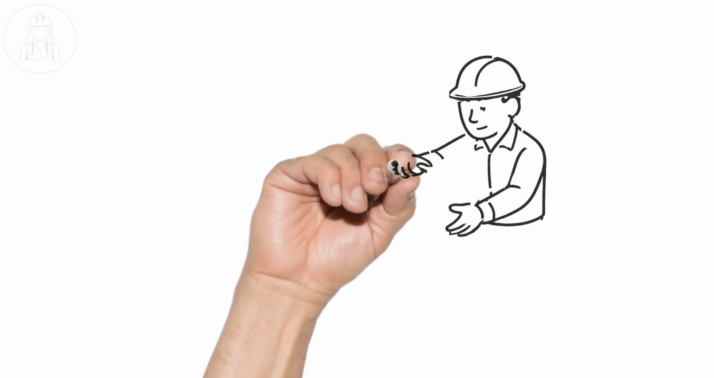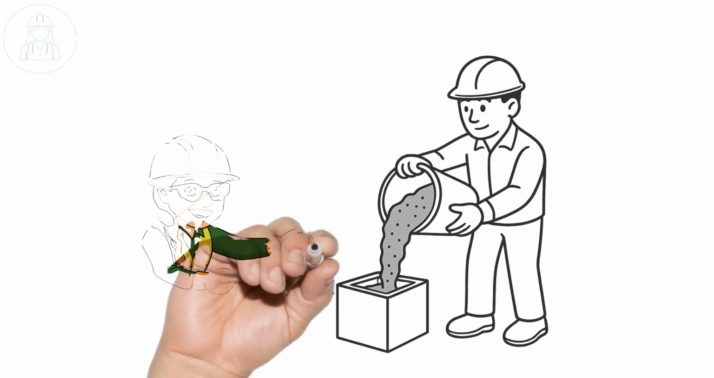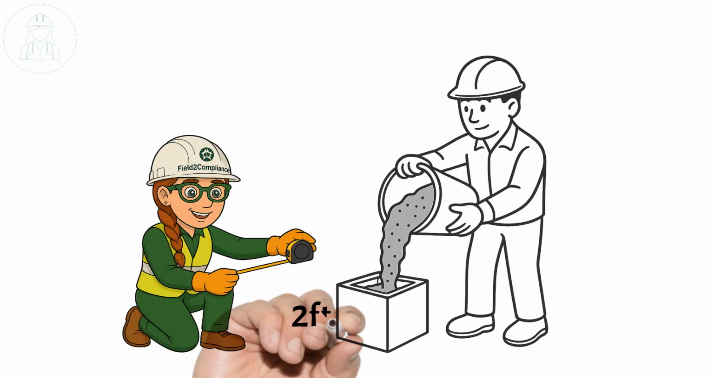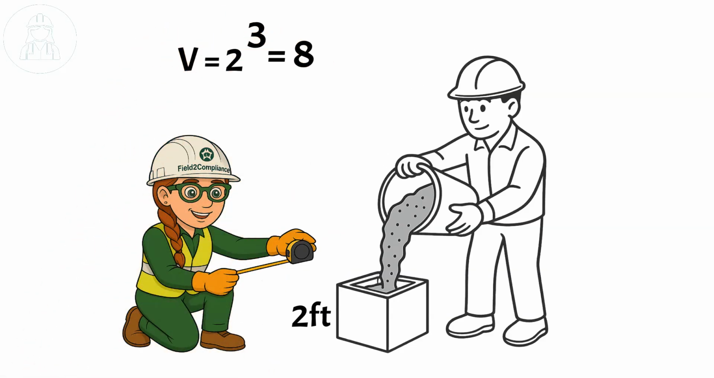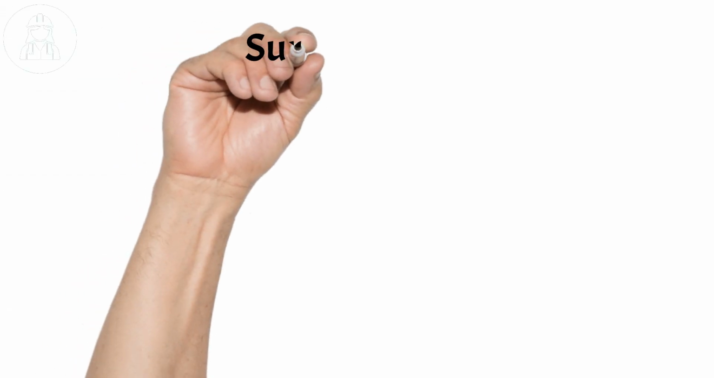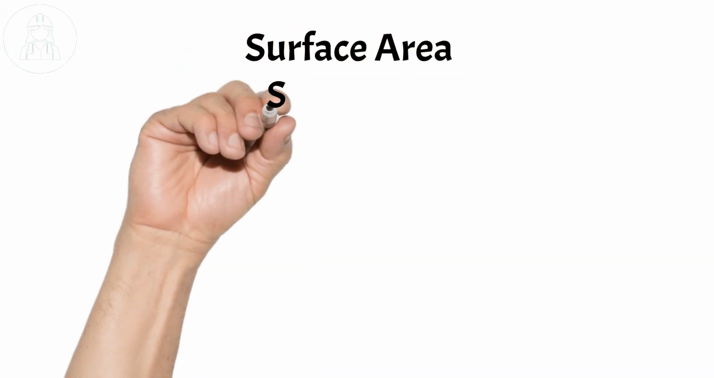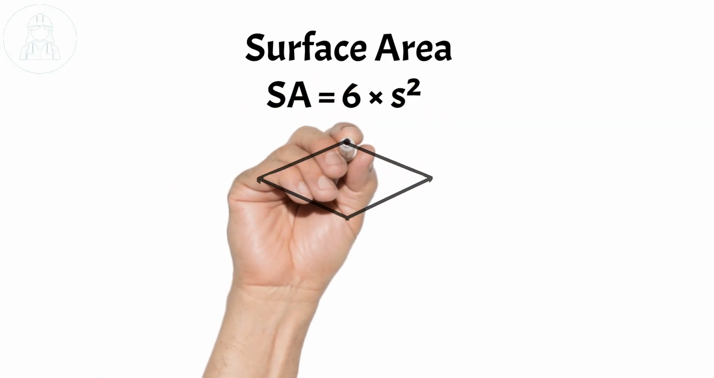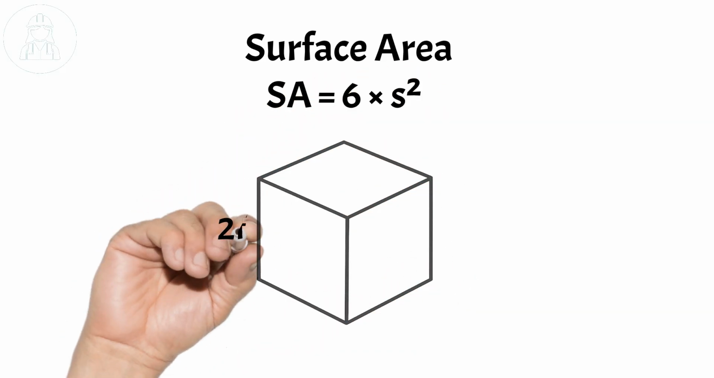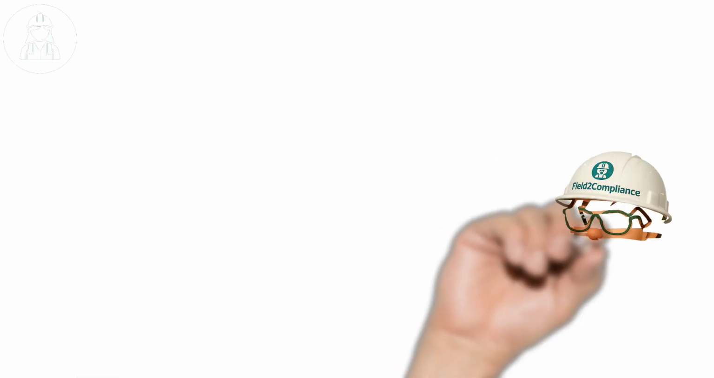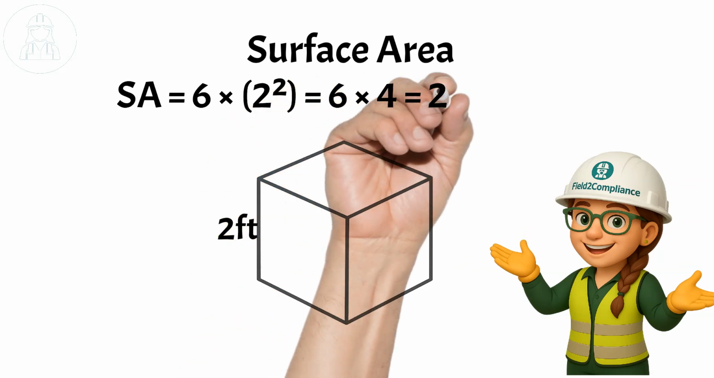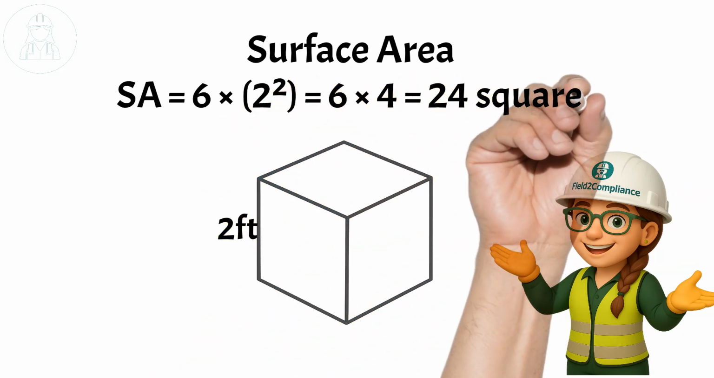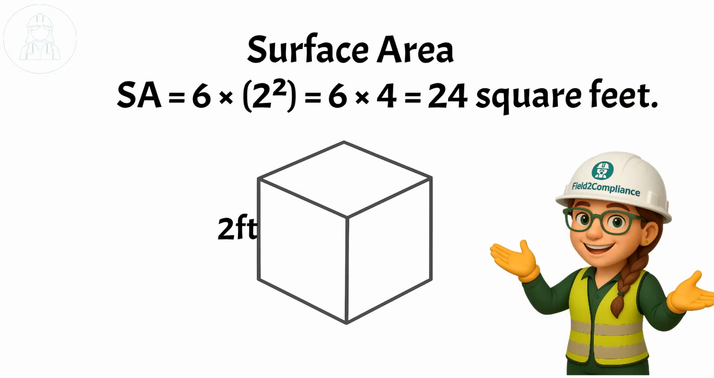For example, a crew pours a test cube with each side measuring 2 feet. Volume equals 2 cubed, which is 8 cubic feet. That's how much concrete fills the mold. The formula for surface area of a cube is SA equals 6 times S squared, because a cube has 6 equal square faces. For example, using that same 2-foot cube, SA equals 6 times 2 squared, which is 6 times 4, which is 24 square feet. That's the total surface of all 6 sides.